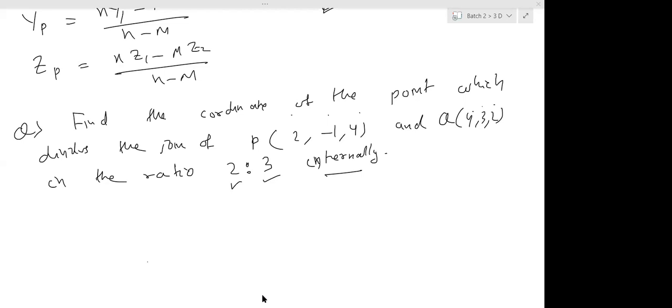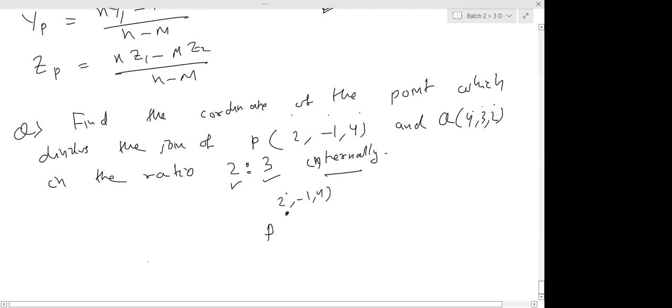All right. So the point P is 2 comma minus 1 comma 4. Q is 4 comma 3 comma 2. We have the line PQ. Suppose the point is A, and this is x comma y comma z. This is 2, this is 3. So 2:3 is the ratio.